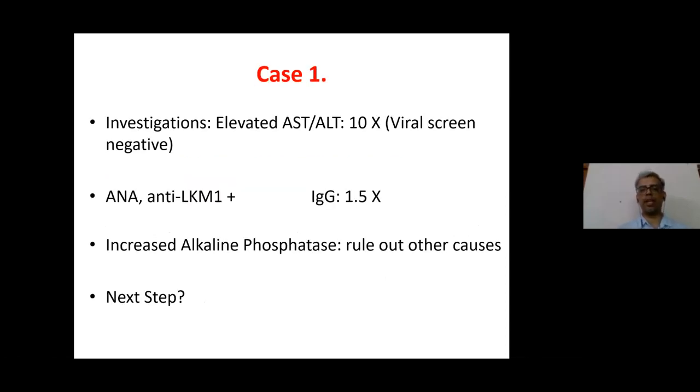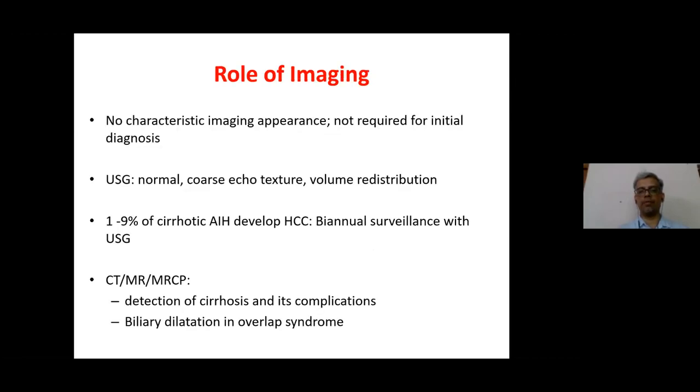So coming back to our case, the patient had elevated liver enzymes. You've done a viral screen, all negative, autoimmune markers came as positive, IgG levels were 1.5 times. The alkaline phosphatase showed a borderline increase. So what's the next step? If your alkaline phosphatase is elevated, as we have talked about, think about possible other differential diagnoses. Hence comes the role of imaging, though there is no characteristic imaging appearance in autoimmune hepatitis, and it is not required for initial diagnosis.